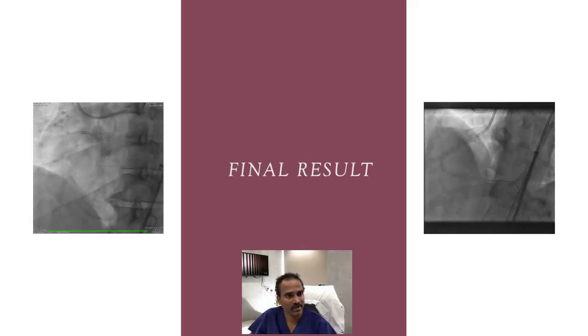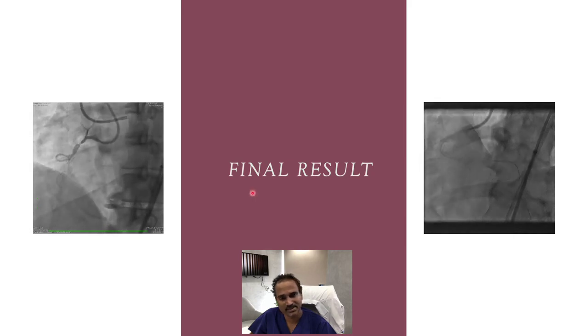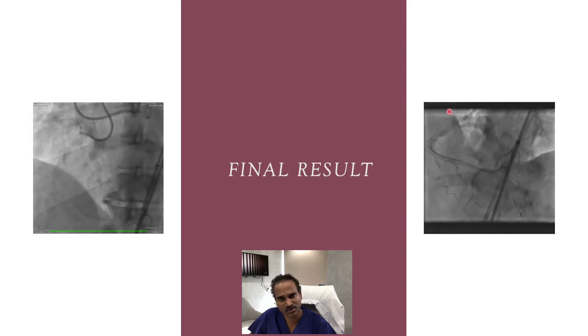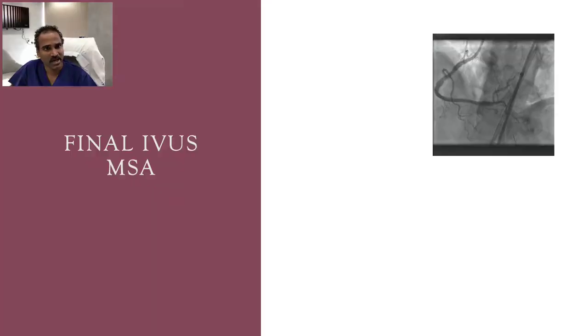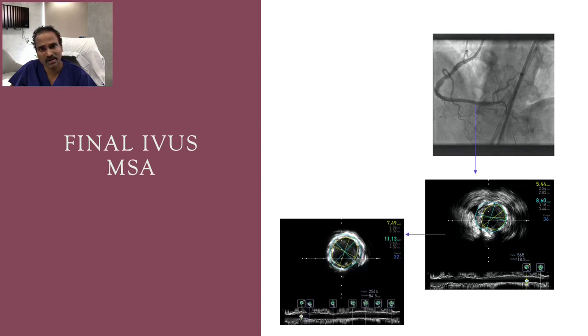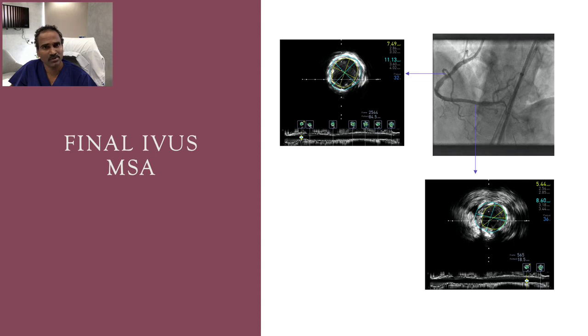So, this is the final result for this case. After 3 stents from crux to ostial RCA, we achieved a good result, and these are the final IVUS minimum stent areas. Distally it's 5.4 mm square, and proximally the minimum stent area was 7.4 at the site of calcium.